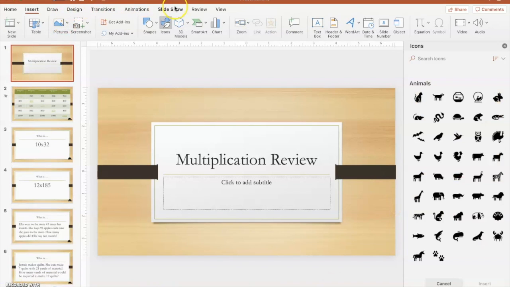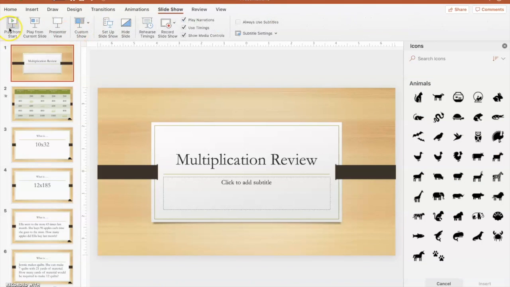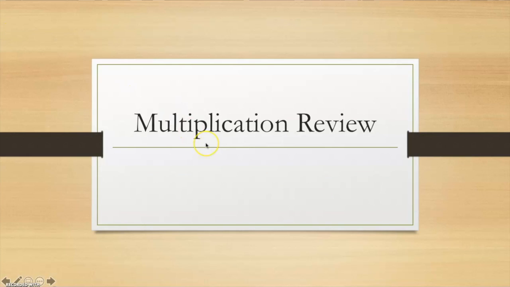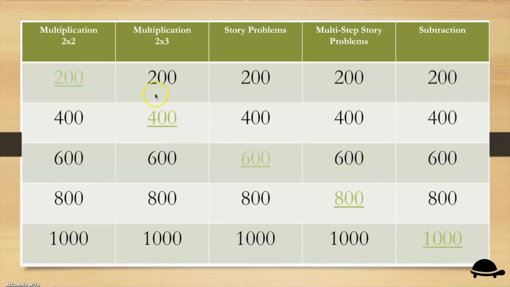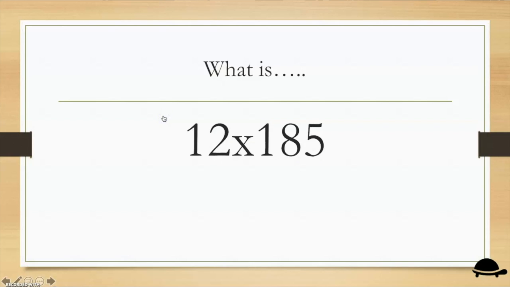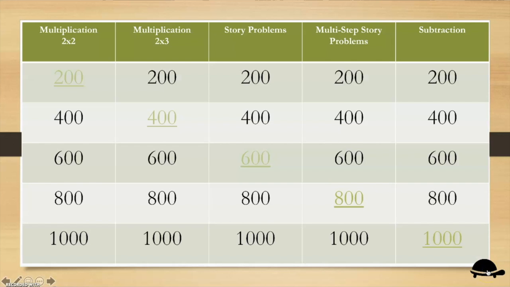Now that that is inserted, I am going to just do a quick run through and show you what it would look like to use in your classroom. So I have created the game board. When a student says multiplication 2 by 3, I click 400. I click on this. I give my students time to solve the problem and provide their answer. Then once they have finished that, I click on the turtle and return back to this page, and we would proceed through as many problems as we could get through during that review period.